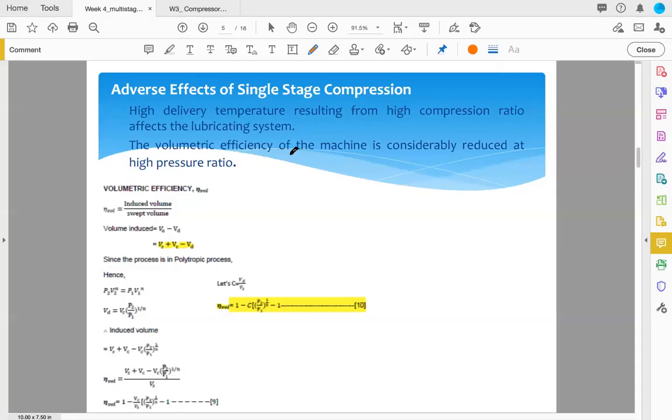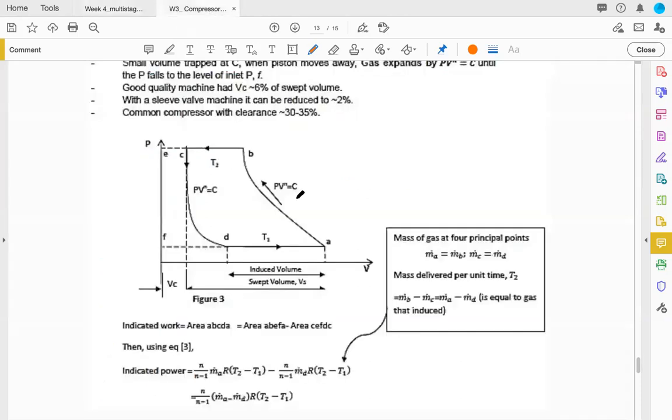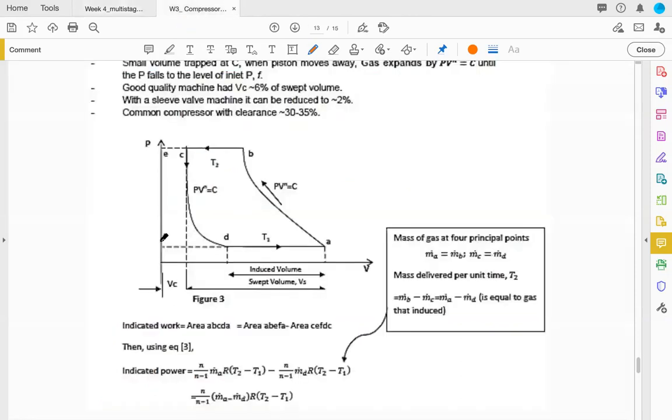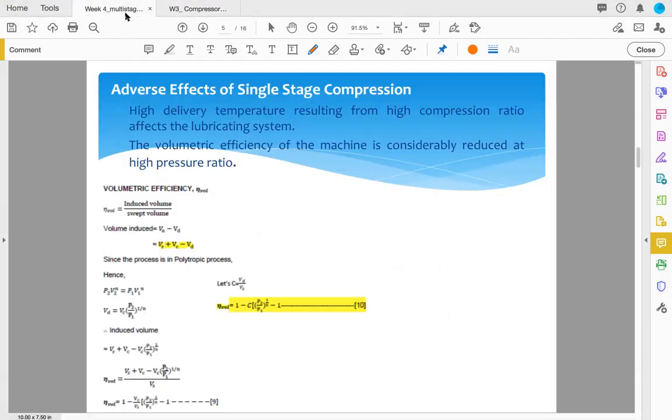Quite obvious, right? Okay, let's go back to this week's lecture. So the induced volume is VA minus VD, as I mentioned to you. What is VA? VA is VS plus VC, correct? Minus VD. Why minus VD? Because VD is the expanded clearance air. So your induced volume is VS plus VC minus VD, because your VA is VS plus VC. Since the process, let me see if I'm able to.